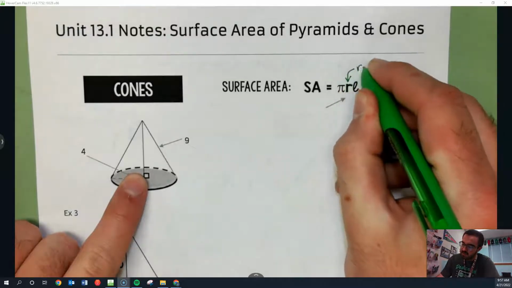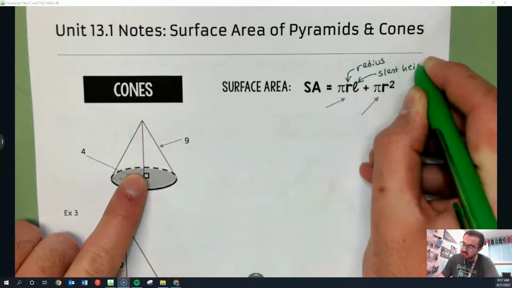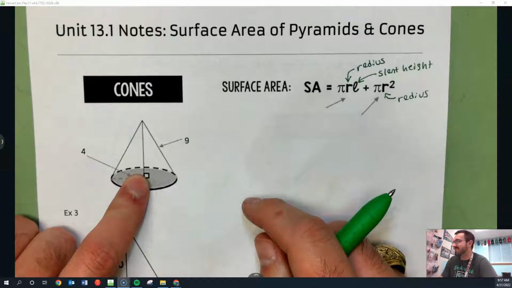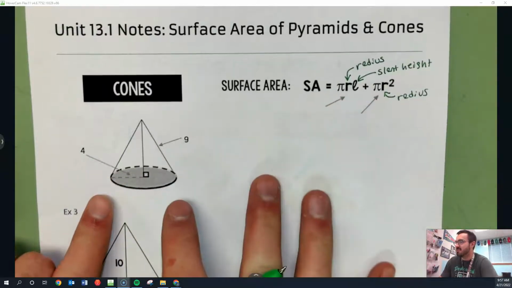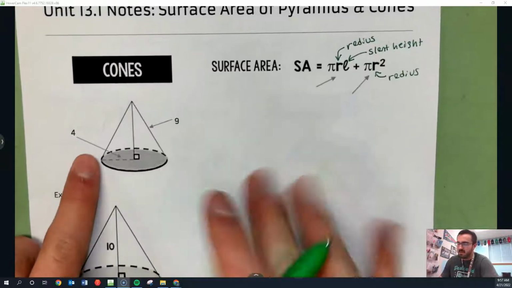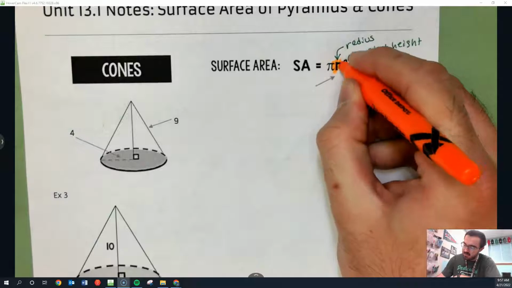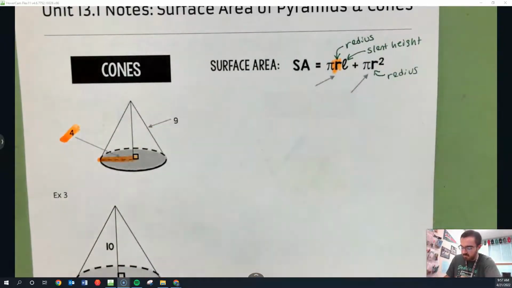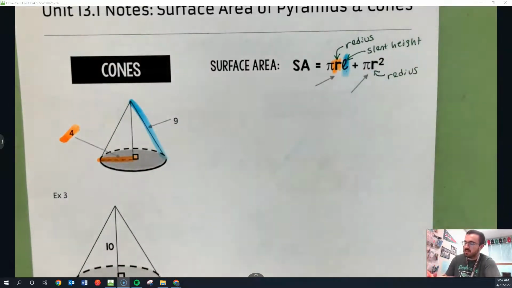R is the radius. You learned about that before. This is the slant height. And then we're going to use the radius again. Oh, sorry, it gave me arrows. I didn't use them. My bad. All right, so here we go. We got radius, slant height, and radius. Those are the two things we have to find. Okay, this right here is my radius. This is my radius. So my radius is going to be 4. My slant height is going to be 9.